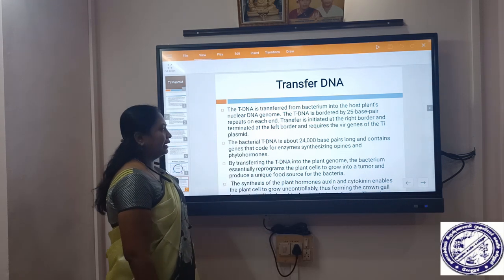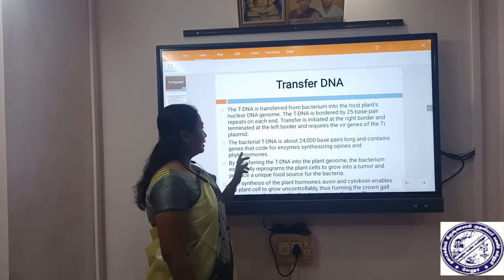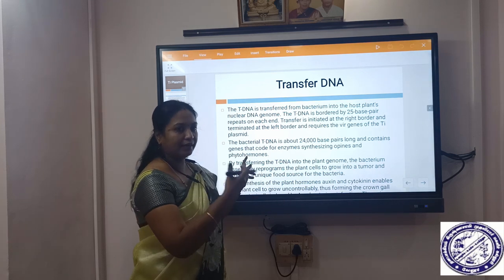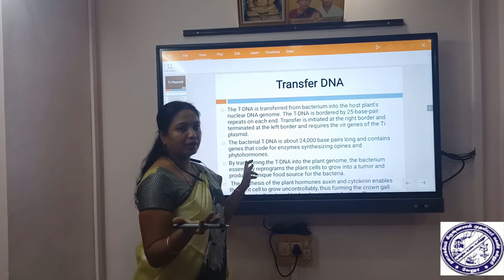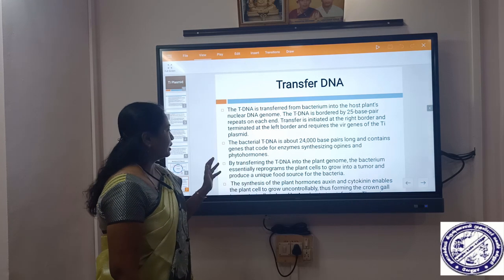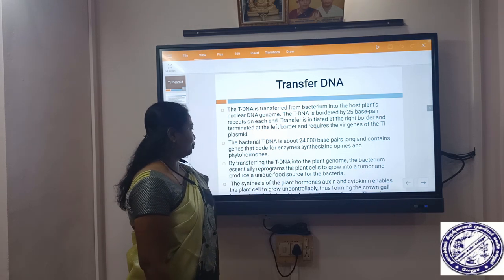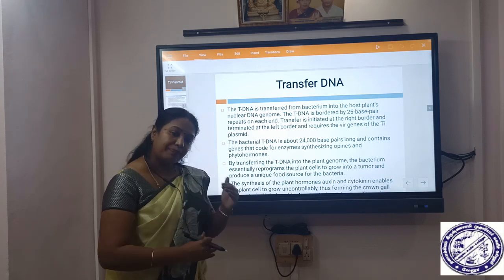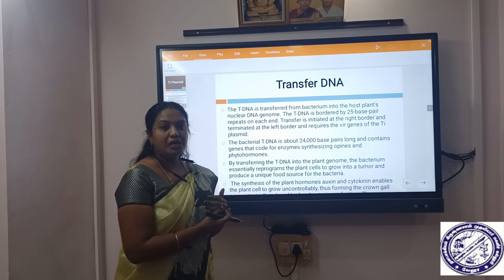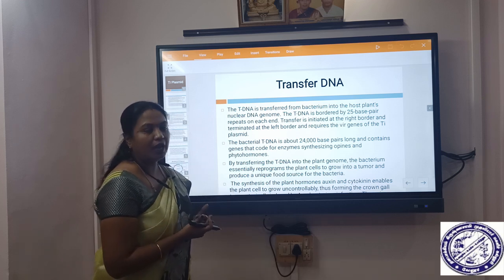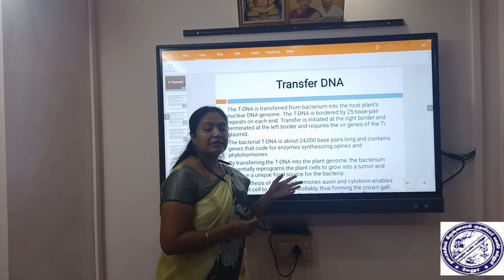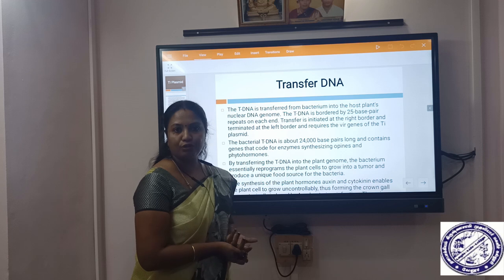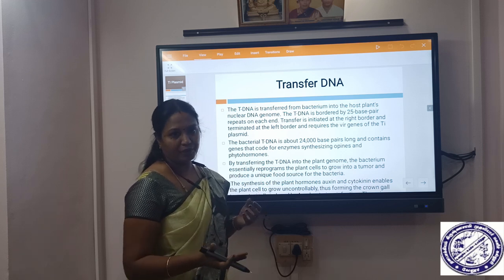So the bacterial tDNA is about 24 base pair long and contains genes that code for the enzymes, that is opines and phytohormones. As I said earlier, the phytohormones are nothing but the cytokinin and the auxin. By transferring the tDNA into the plant genome, the plant completely reprograms its function. What do you mean by reprogramming of the function? The effect of cytokinin and auxin is going to create an undifferentiated growth of cell, which is going to result in a tumor formation.